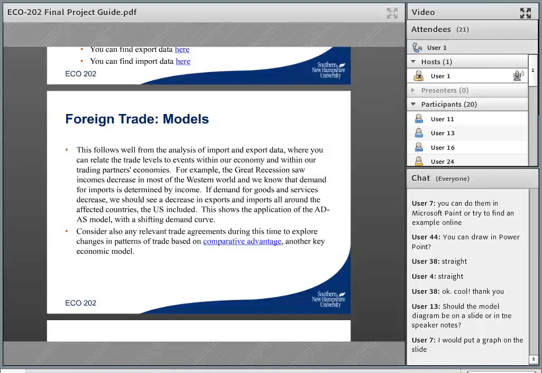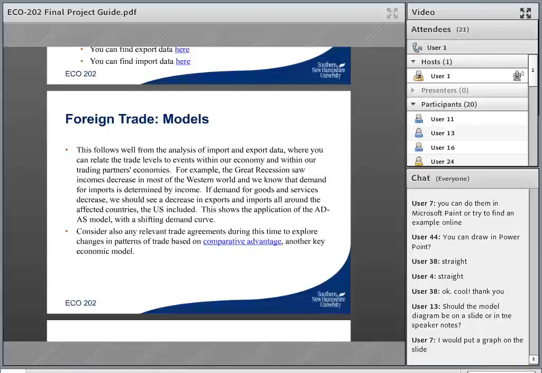So Elizabeth asks, should the model diagram be on the slide or in the speaker notes? It should definitely be on the slide. If you're going to draw a picture with the drawing tools, like draw the lines to show aggregate demand shifting in some way, you want that on your slide.